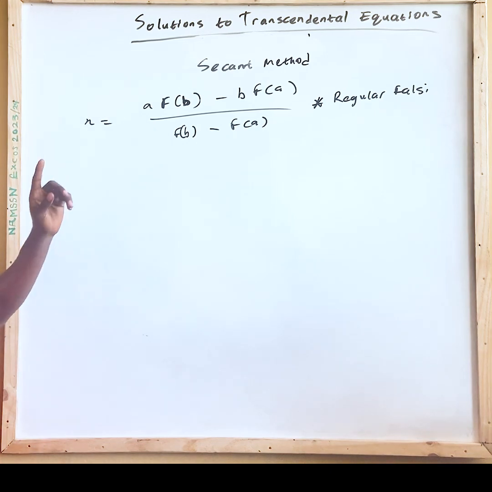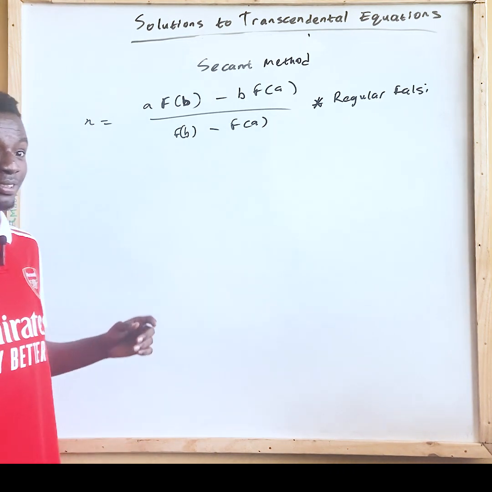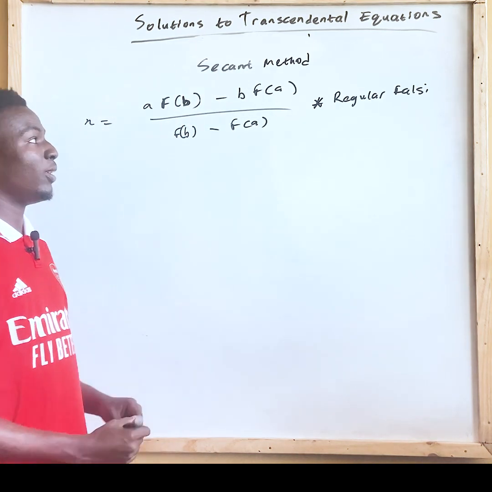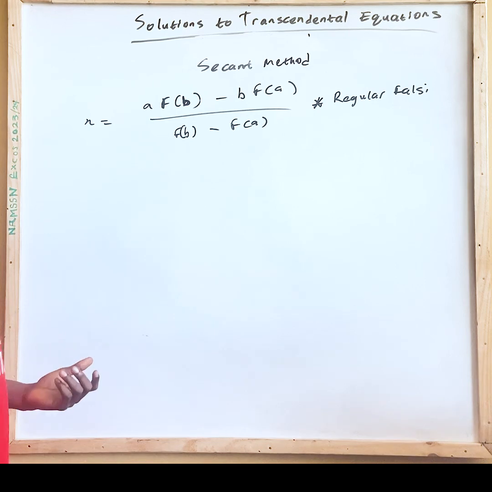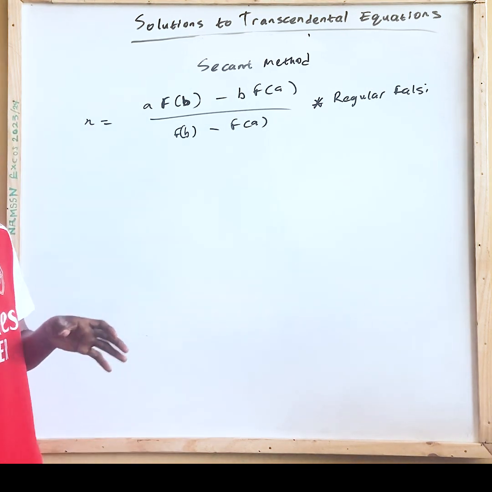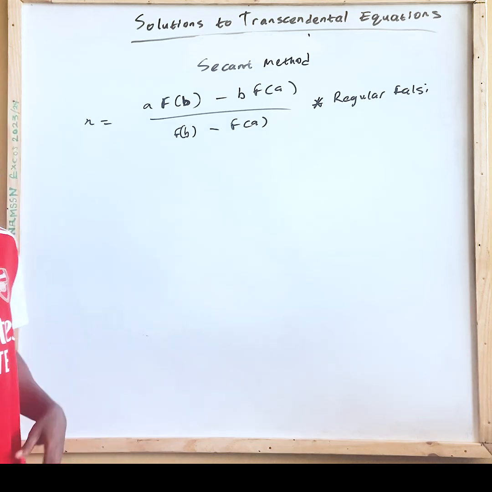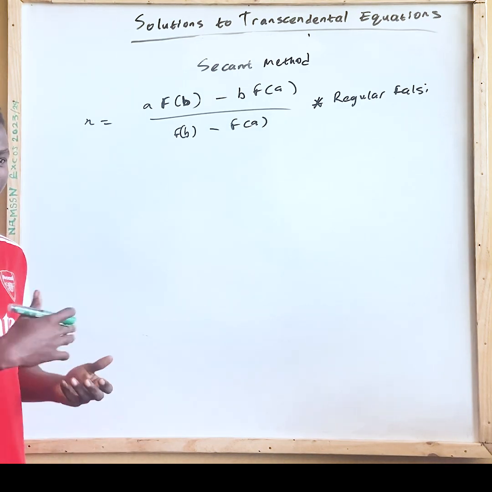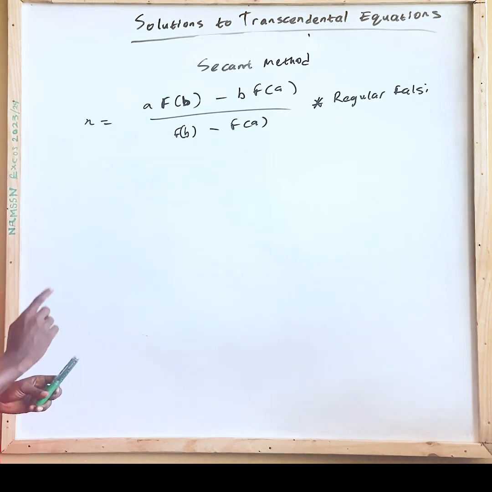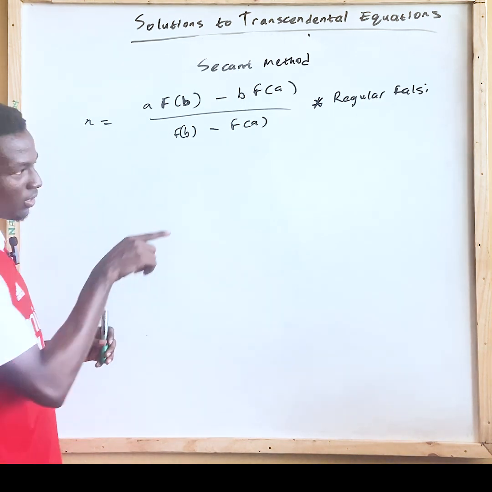We are continuing with solutions to transcendental equations. The last method is the secant method. Now, I said earlier that the easier the method, the longer the iteration. So many of those methods had to be modified so that the iterations can be faster. Now the secant method is very similar to regula falsi.